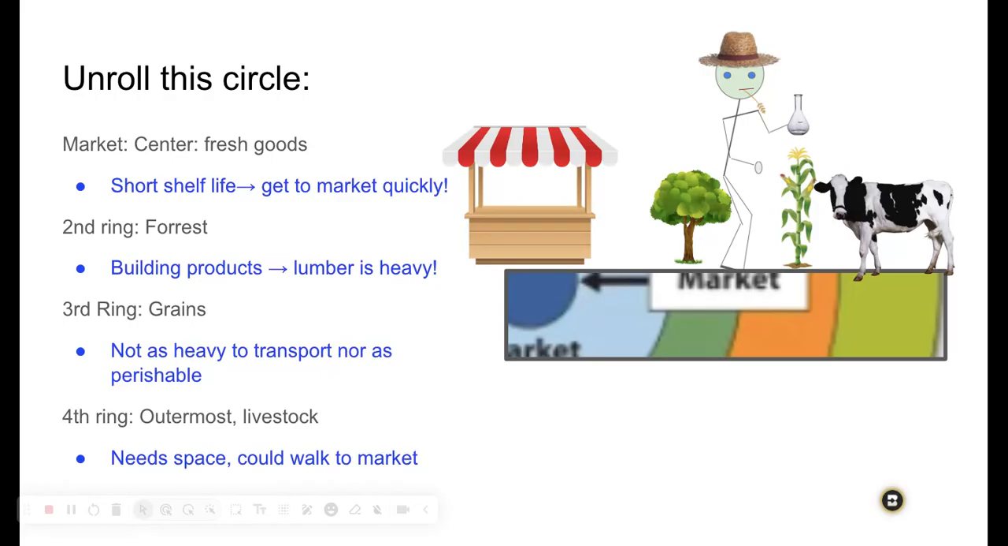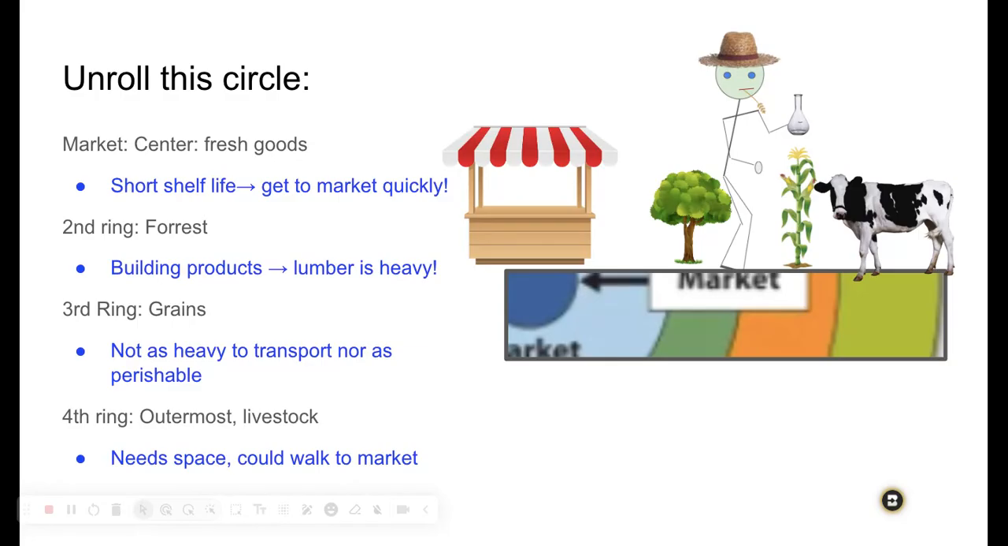Now we'll talk about, well, then why, if you know your U.S. history, the Whiskey Rebellion, the farmers in Western Pennsylvania were converting their corn and their grains to whiskey because it was easier to get through the mountains. But we'll talk about that in a second, because von Thunen was not talking about getting things through mountains at this point.